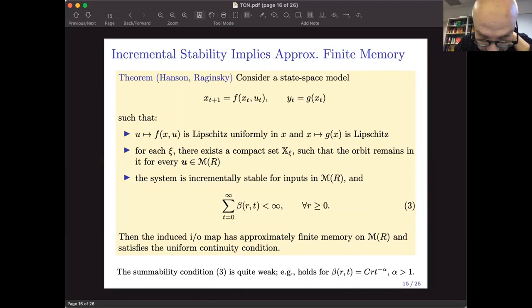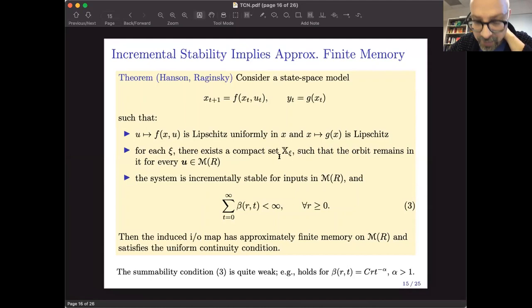So if I have a state space model where the state transition map is Lipschitz in the state, and the output map is Lipschitz, and then you also have this basic classic stability.